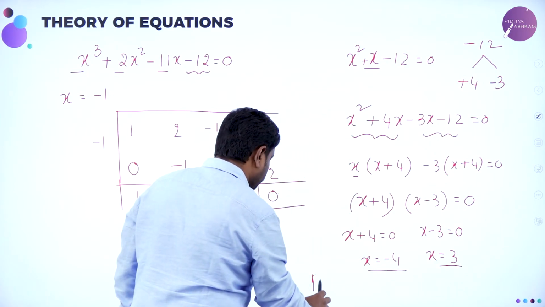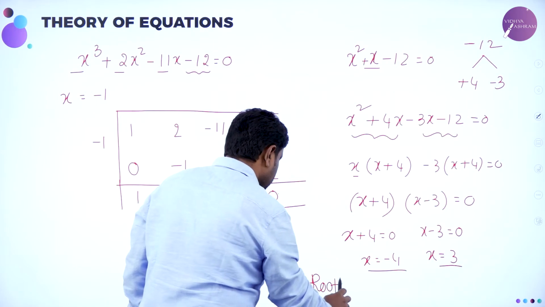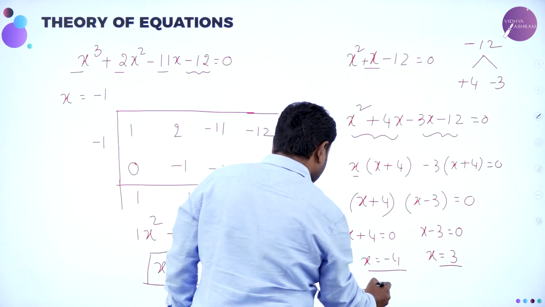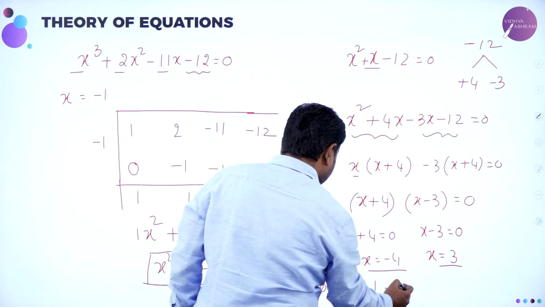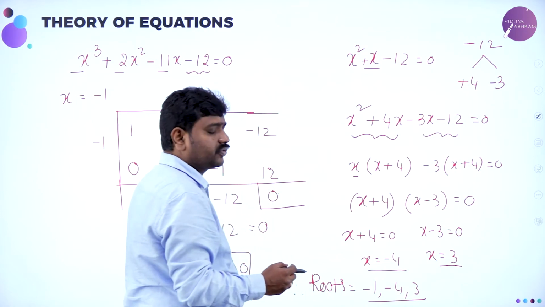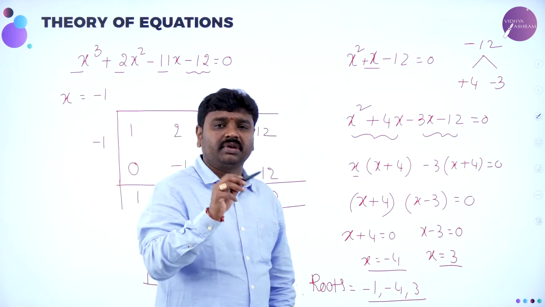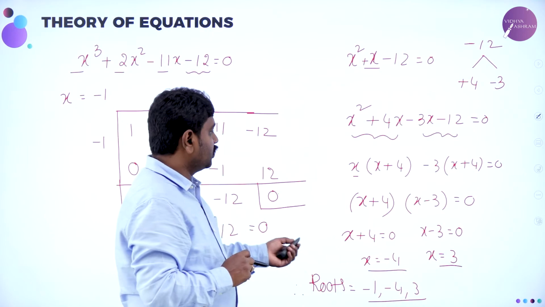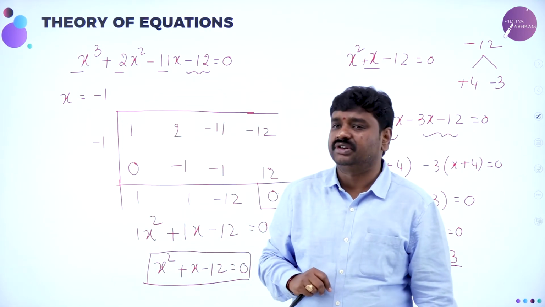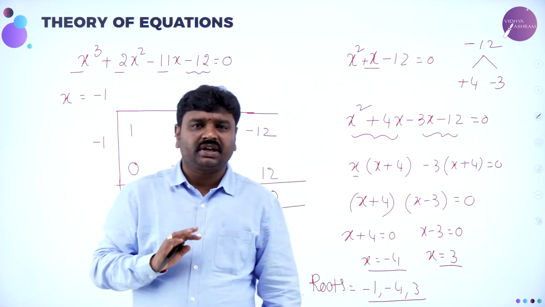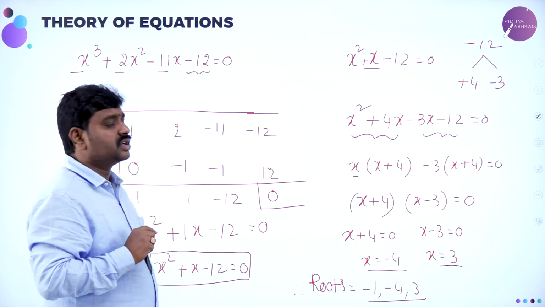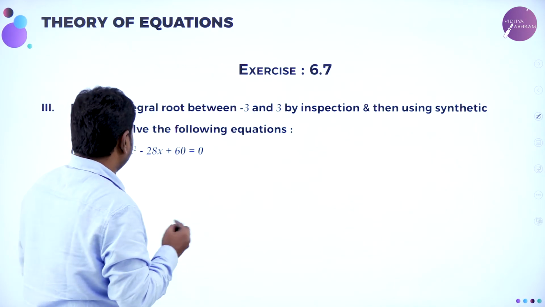What are the roots? Therefore, the roots are, what is the first root you got? By inspection, you got one of the roots as minus 1. And now by synthetic division, you got minus 4 and 3. So minus 1, 4, minus 4, 3. In order, if you want to write, minus 4, minus 1, 3. So we have got one root by inspection, the other two roots by synthetic division. So it's an easy technique, you just have to practice. While inspecting also you should have patience. Sometimes you have to trial all the numbers.